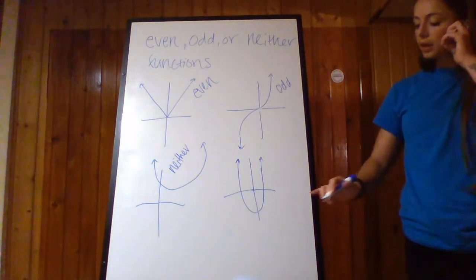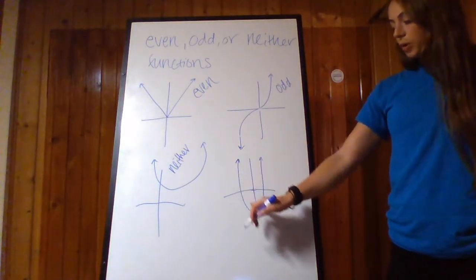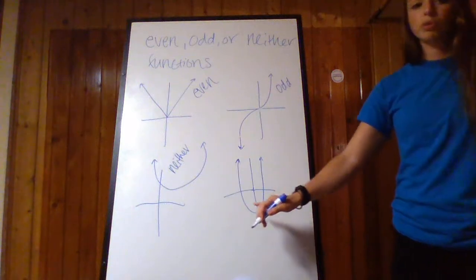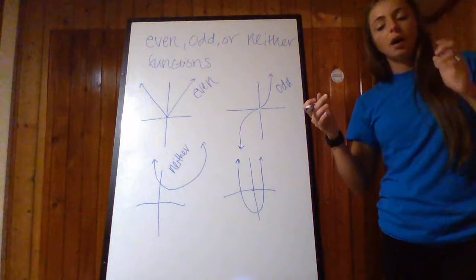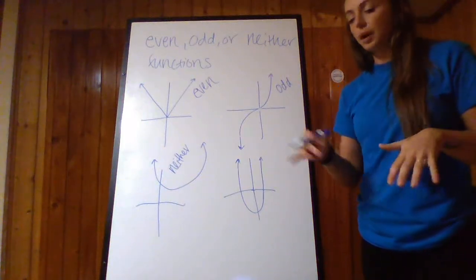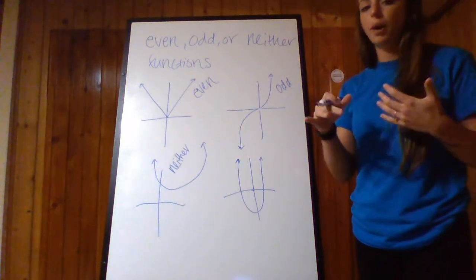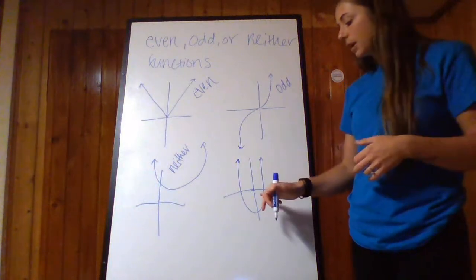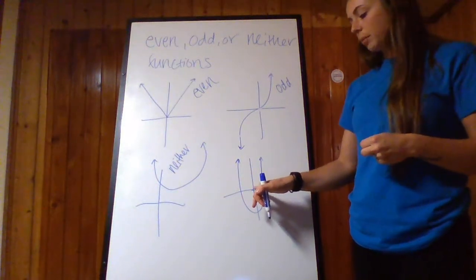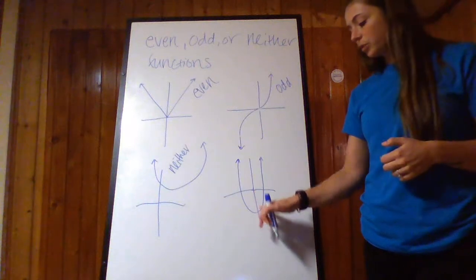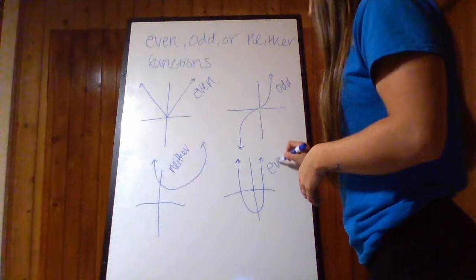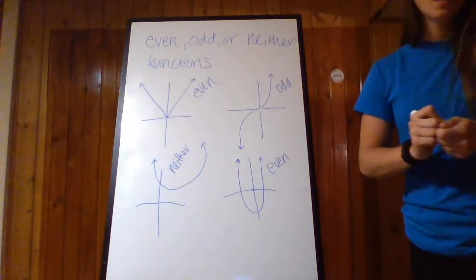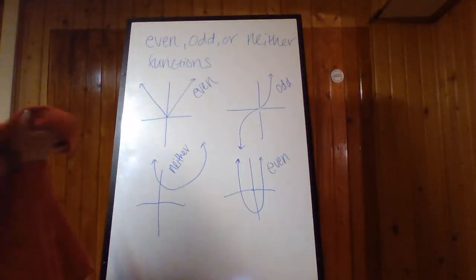Okay, last one. When you're looking at this parabola, it doesn't go straight through the origin. So my guess is it's probably not odd. I'm not going through the origin, so it'd be hard to flip me around it and still be symmetrical. So then start thinking about, well, is it even? If I folded it over the y-axis, it would in fact match up. So it is even. Okay, that's how you tell even and odd by looking at its graph.